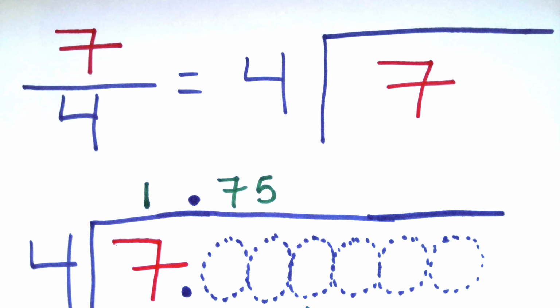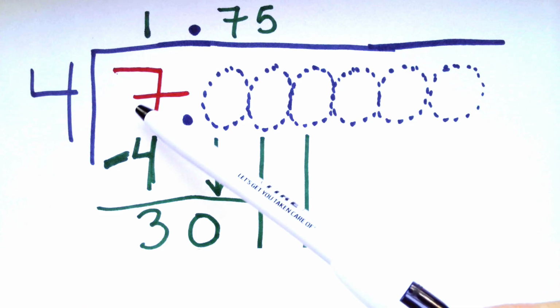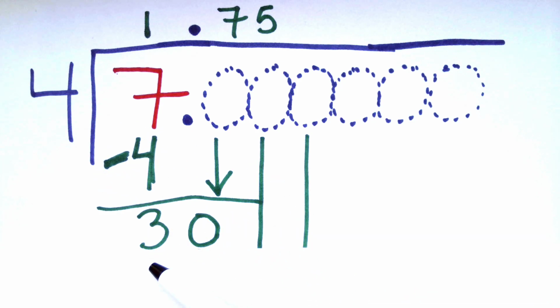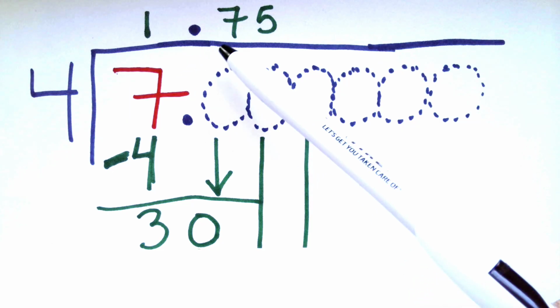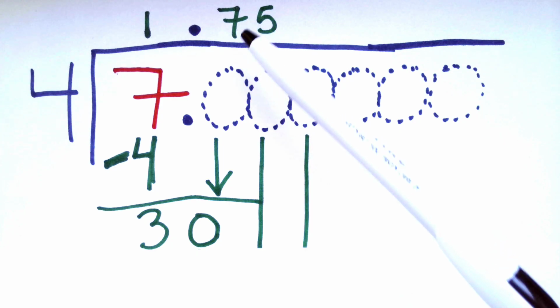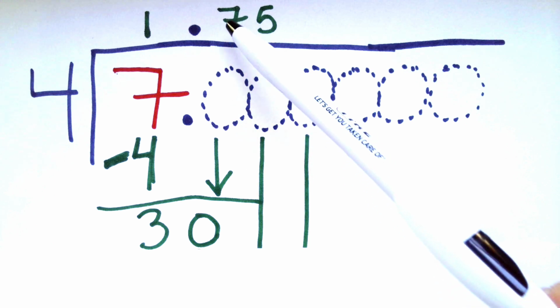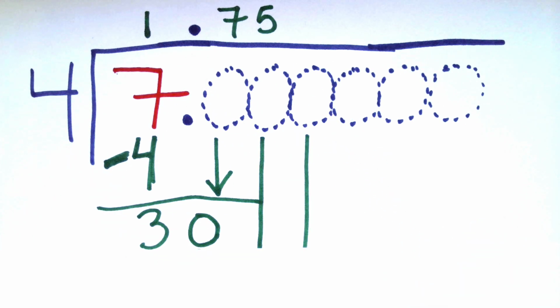What are you going to do with that product of 4? If you said subtract 4, you are absolutely correct. So I'm going to subtract 4 from 7. 7 minus 4 gives me a remainder of 3. I'm going to take the digit to the right, bring it down. That gives me a new target of 30. So 4 times what number gets me closest to 30 without going over? Well, I know 4 times 6 is 24. 4 times 8 is 32. Well, 32 is larger than 30, so that won't work. So it's 7. 4 times 7 is 28.